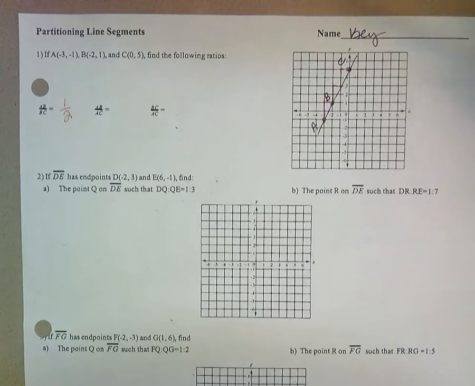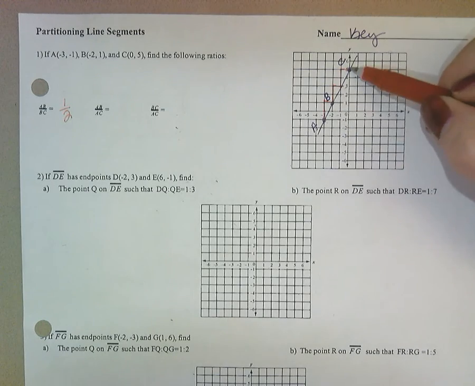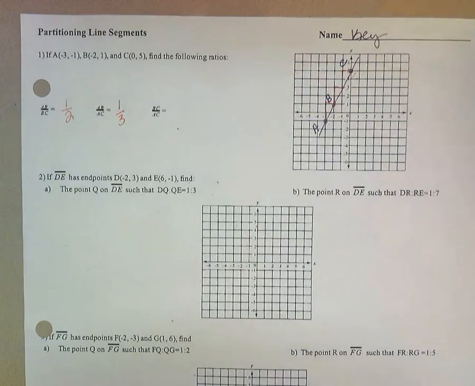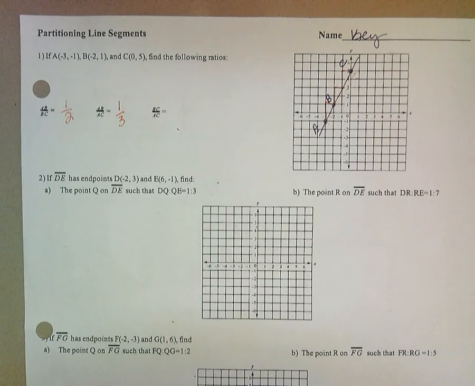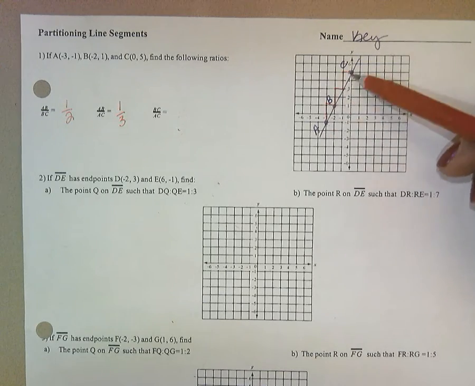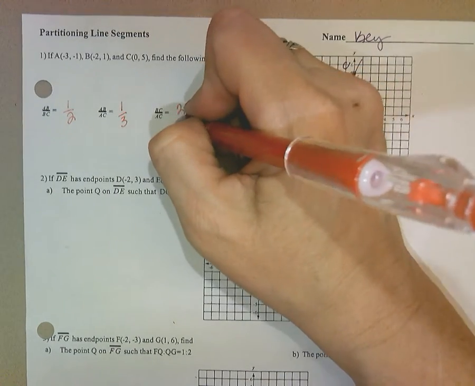If we look at AB, which is 1 chunk, to AC, this is 1 chunk to 3 chunks. And if we consider BC, which is 2 chunks, to the entire thing AC, that's 3 chunks, it's 2/3.